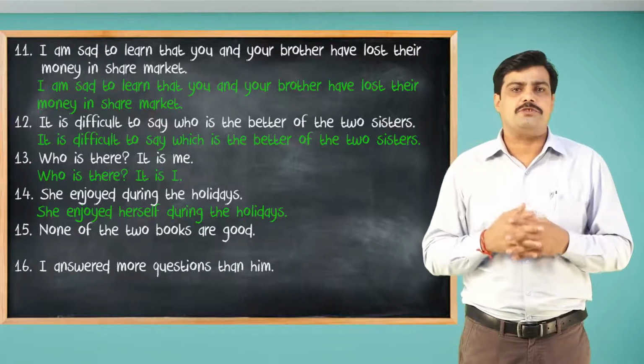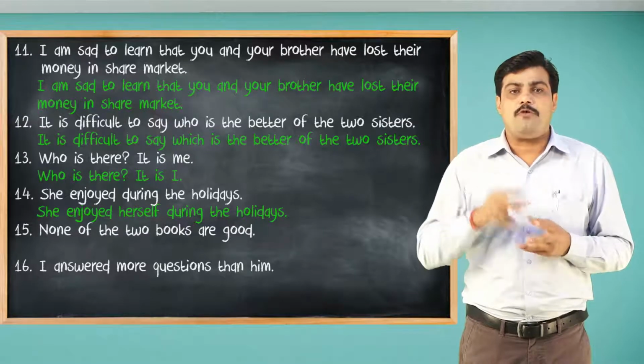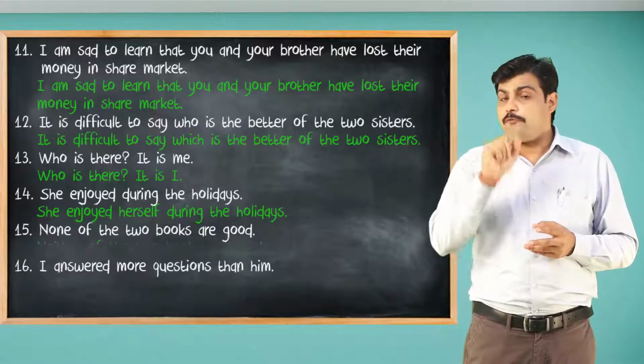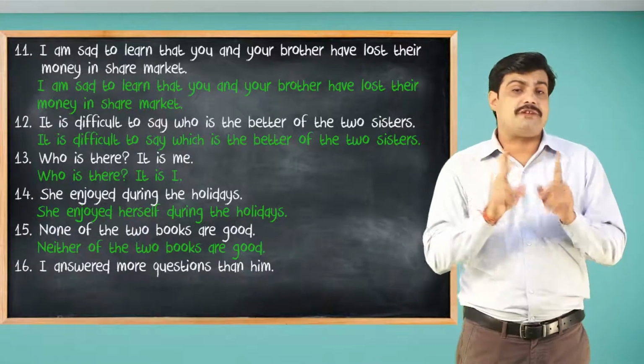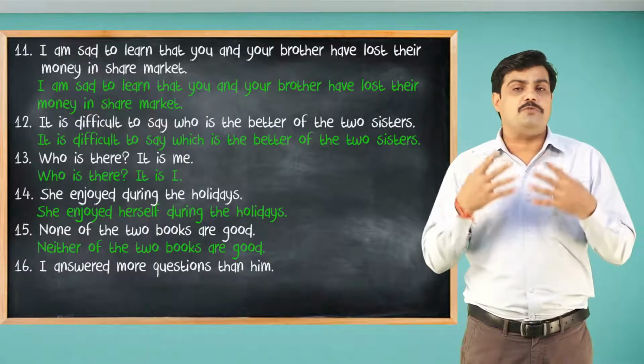None of the two books are good. Now, none of the two books: for two we use neither of, and for more than two we use none. Neither of the two books are good.